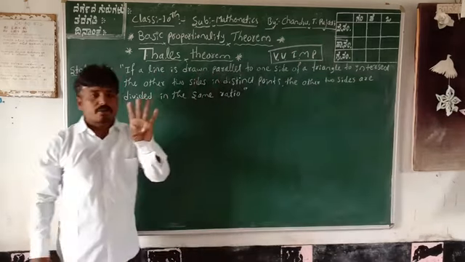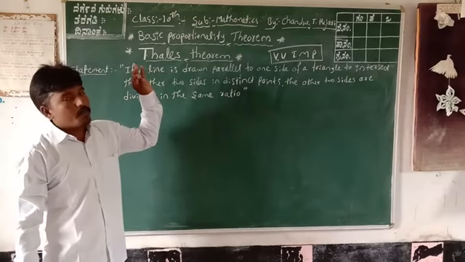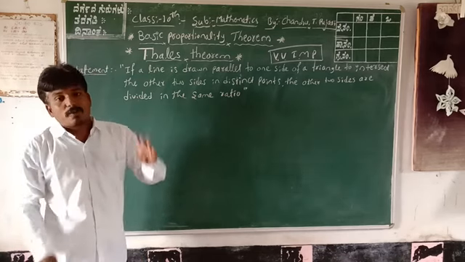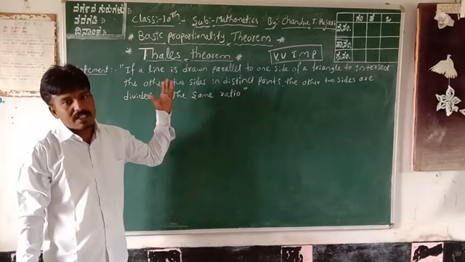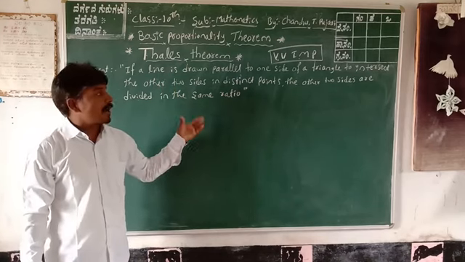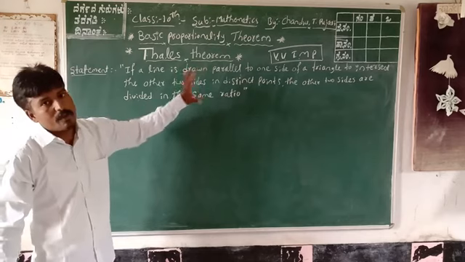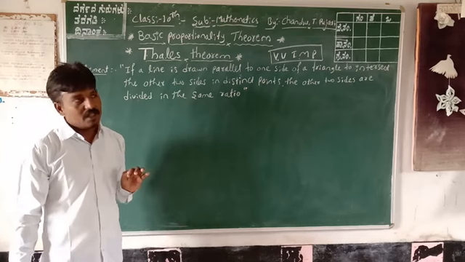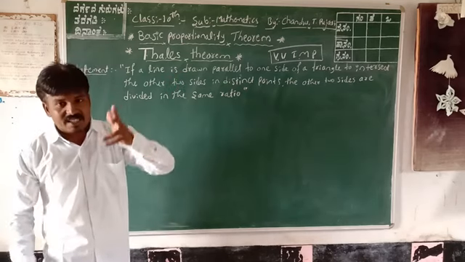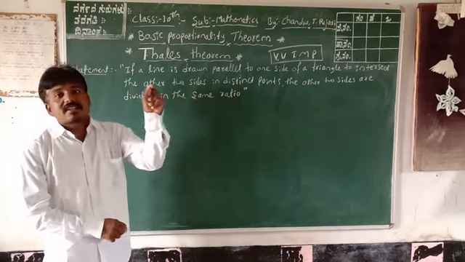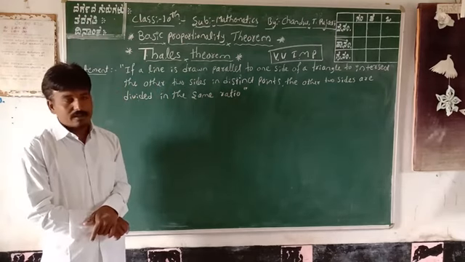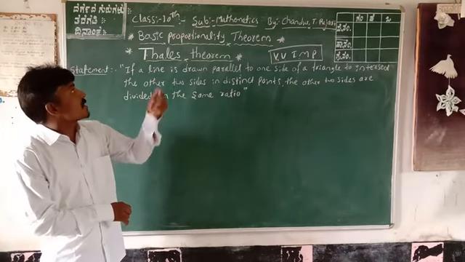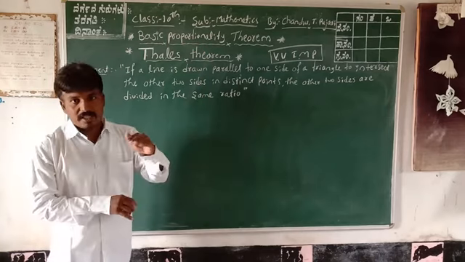This is a 4 marks question, fixed in your question paper. It is 4 plus 1: 4 marks for the theorem, and 1 mark only for the statement in your question paper. The 1 mark question arises like this: only state Thales theorem, or otherwise state the basic proportionality theorem. That is the 1 mark question.